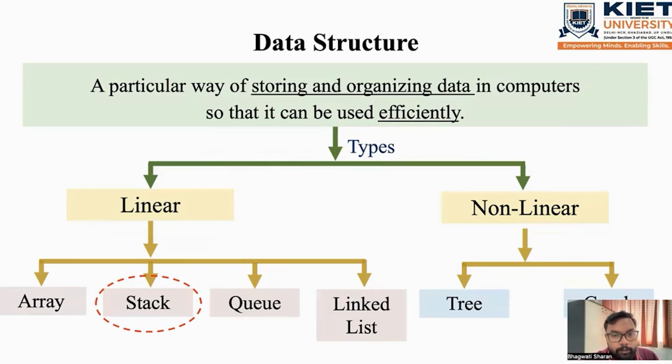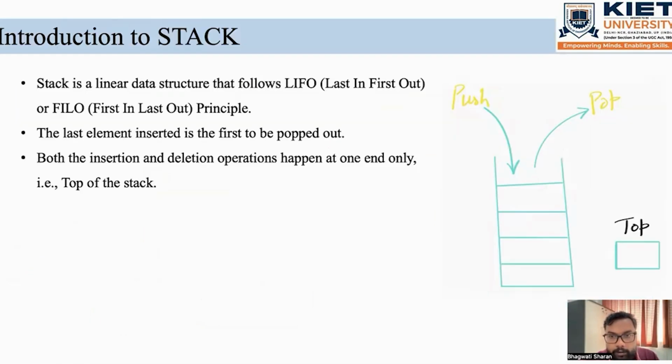Then there are basically two types of data structure: one is linear, the second is non-linear. The linear types are array, stack, queue, and linked list, and tree and graphs are the non-linear ones. Out of these, today I will cover the stack, which is a part of the linear data structures.